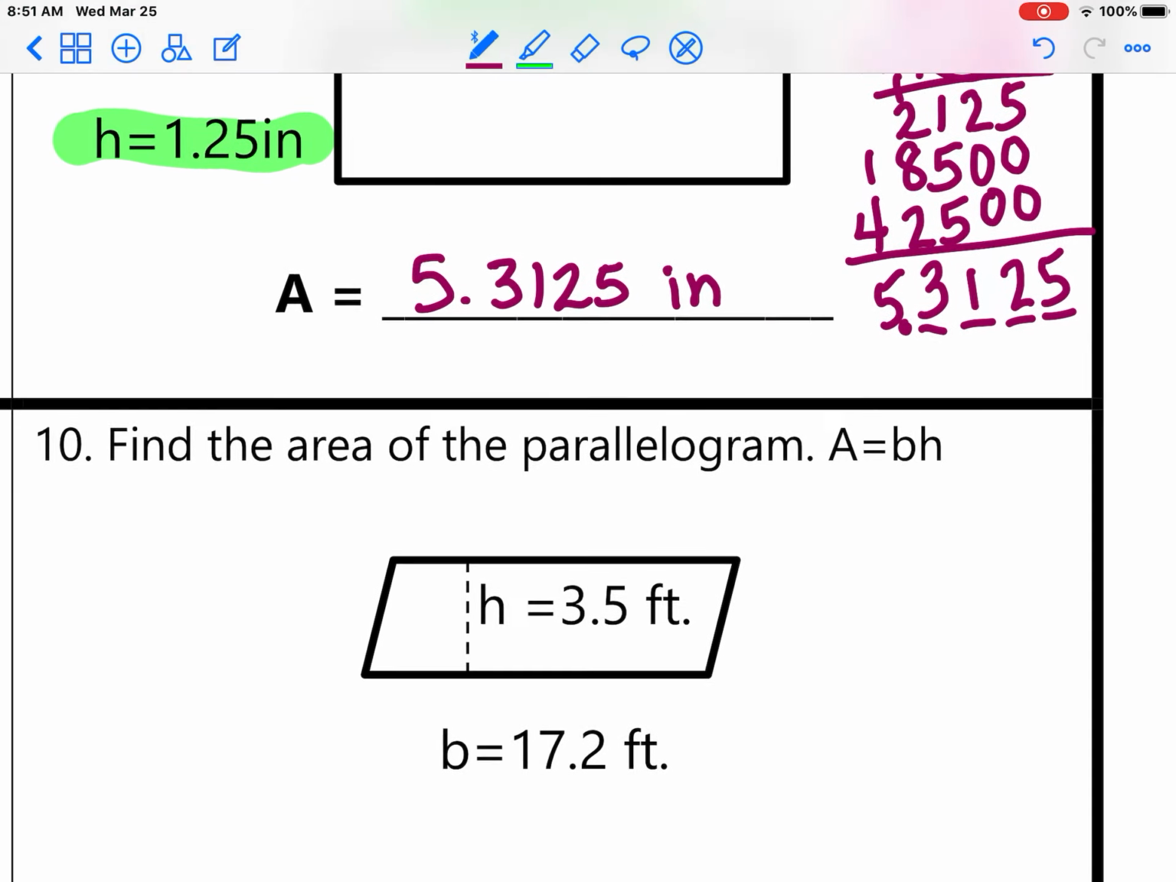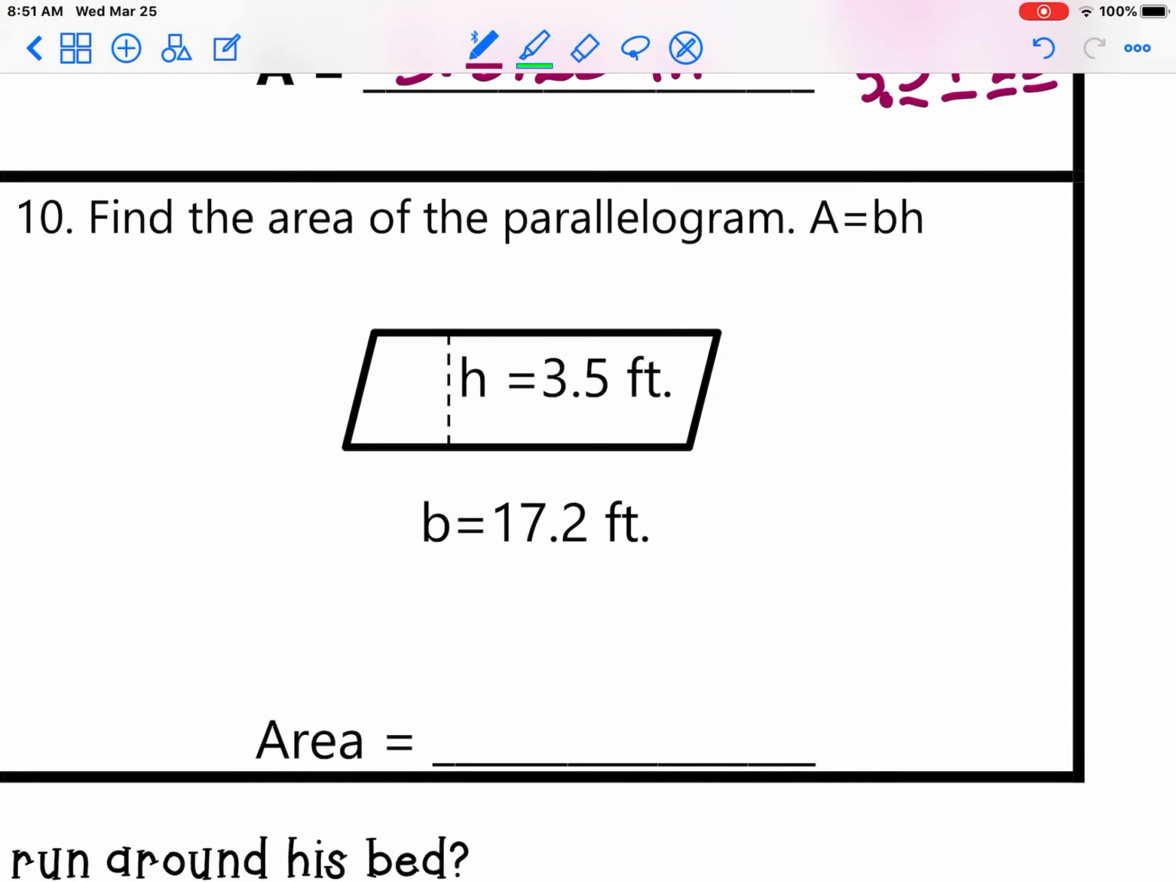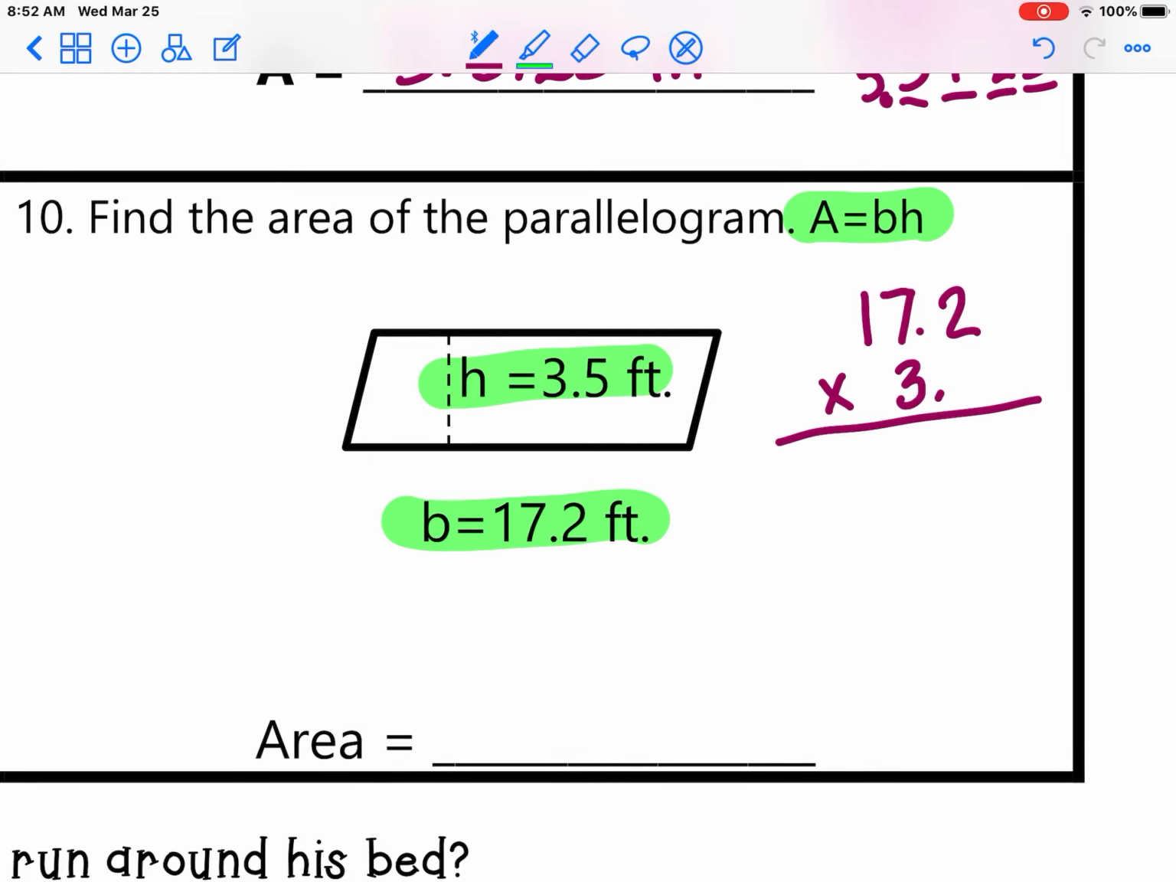Okie dokie. Moving on to number 10. Again, I'm sending you videos on area, but I gave you the formula right here. Area equals base times height. Here's the height. Here's the base. The area of a parallelogram is easy. Just multiply the base times the height. Here we go. I'm going to put the height on top because it's a longer number. 17 and 2/10 times 3 and 5/10. I'm just multiplying the base times the height.